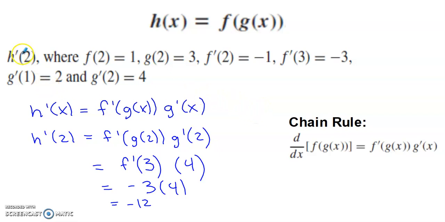Now, if I'm trying to find h prime of 2, I'm going to want to start by finding h prime of x. So I have the chain rule listed here. The derivative of f of g of x is going to be the derivative of the outside function, f prime, with the inner function copied into that, times the derivative of the inside function. So the derivative here is actually very straightforward. It's just a direct application of our chain rule. And then what we want to do is evaluate this derivative at 2. So I'm putting 2 in place of this x, and I'm putting 2 in place of this x.